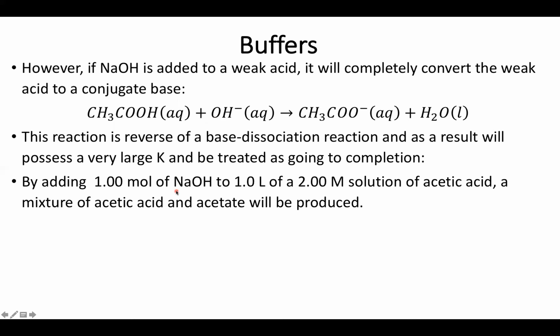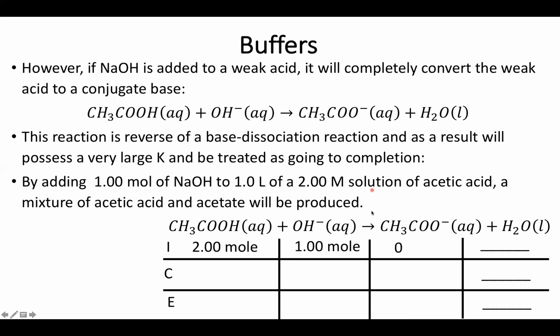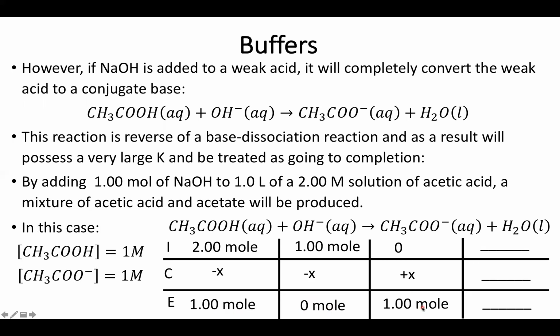So if I add 1 mole of sodium hydroxide to a 1 liter solution that's 2 molar in acetic acid, so a vinegar, I'm going to end up producing some acetic acid and some acetate. We can look at this using an ICE table. I'm going to start with 2 moles of acetic acid. I'm going to add 1 mole of hydroxide. The reaction goes to completion, which means I'm going to consume my reactants until one of them goes to 0. In this case, I have less hydroxide, so I'm going to eat up all the hydroxide and leave behind some acetic acid and some acetate, so about 1 mole of each.